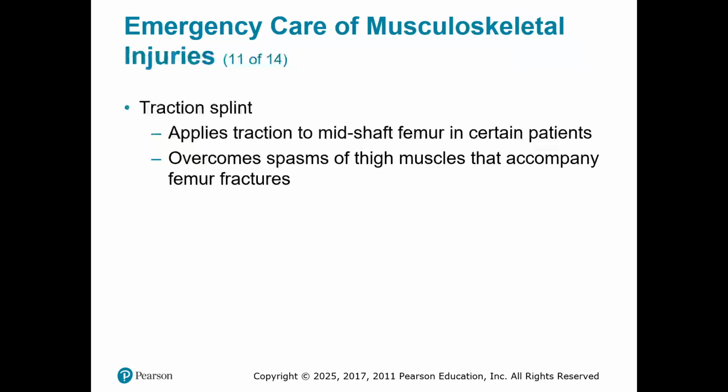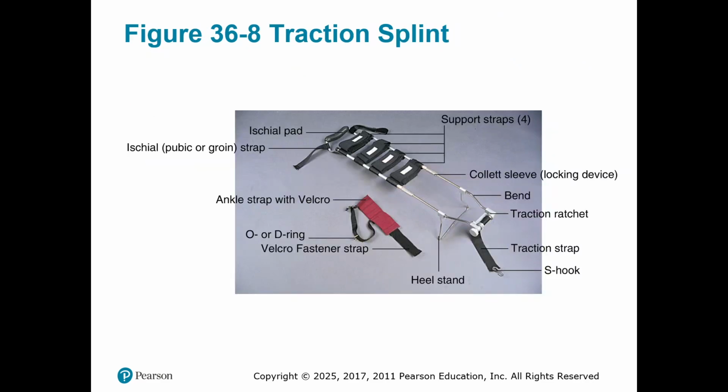The traction splint, the good old traction splint. We use these for isolated fractures to the midshaft of the femur. It helps to overcome spasms of the thigh muscles that accompany femur fractures. Here we have a traction splint. We've all at least put it on in EMT school at some point in time.